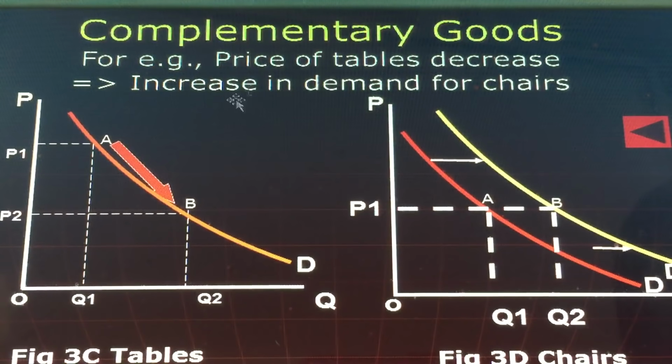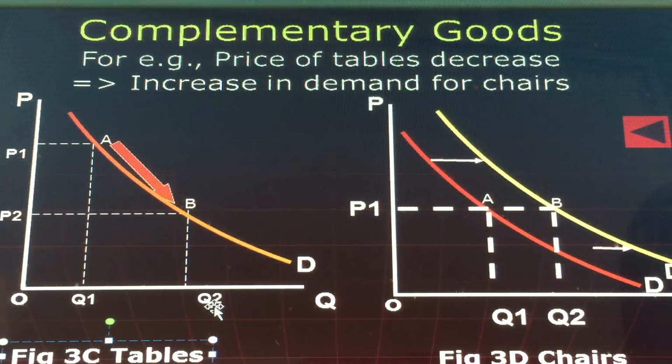So look at it this way. What will happen? What we are assuming is table and chairs are complementary goods. When you buy a table, you will buy a chair. So when the price of the table decreases, what happens? A lot of people can afford the table now. They will actually buy the table. Correct? It will be a downward movement along the demand curve. It will be an increase in quantity demanded.